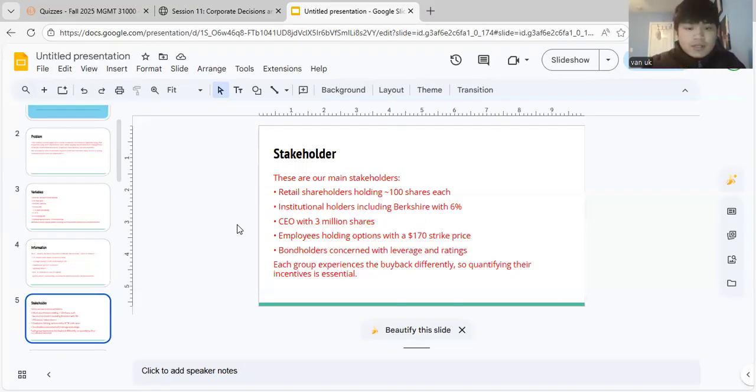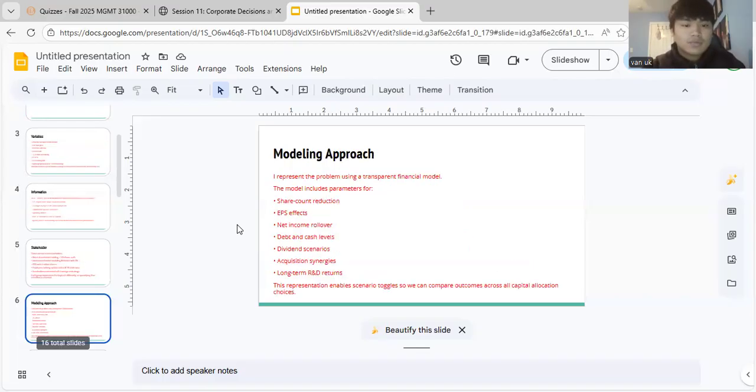These are the stakeholders: retail shareholders that hold 100 shares each, the institutional holders that include Berkshire with 6%, the CEO with 3 million shares, employees holding options with the $170 strike price, and the bondholders that are concerned with leverage and ratings. Each group experiences the buyback differently, so quantifying their incentives is essential.